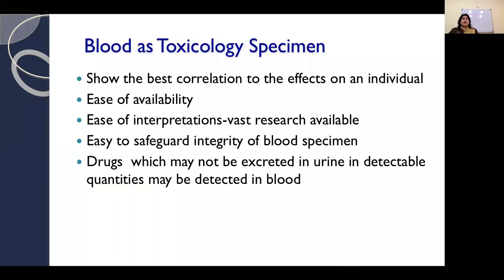Now, what are the advantages of blood as a toxicology specimen? Blood shows the best correlation to the effects of poisoning on an individual, and it has the advantages of ease of availability and ease of interpretation, as we have vast research available in this field. Quantitative analysis has value only when it is analyzing blood and not other body fluids, right? It is easy to safeguard the integrity of blood specimens, and drugs which may not be excreted in urine are often detectable in the parent form in the blood.